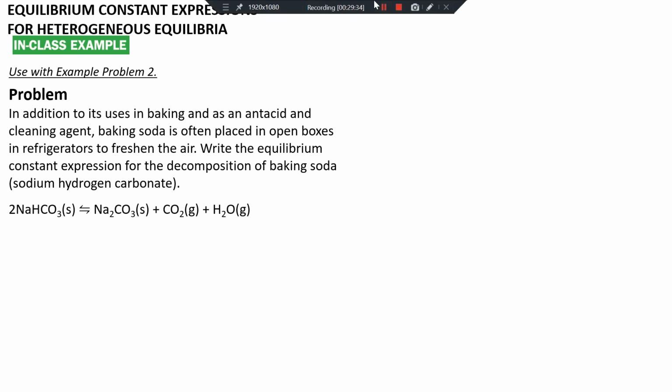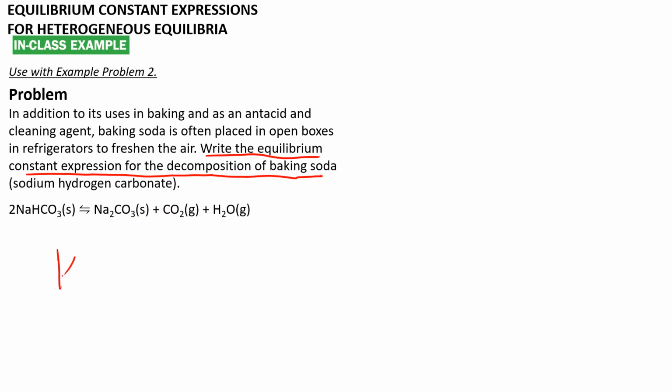So now let's look at another example of writing an equilibrium constant. Write the equilibrium constant expression for the decomposition of baking soda. This is the reaction. Okay, so K equilibrium, guys, equals... Now notice that here we have solids. So I will not use these in the equation, guys.